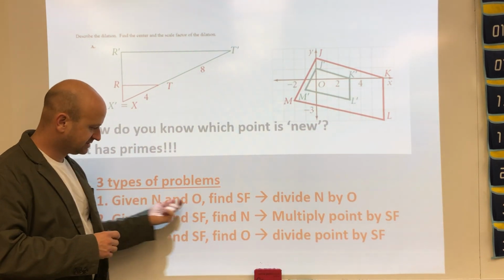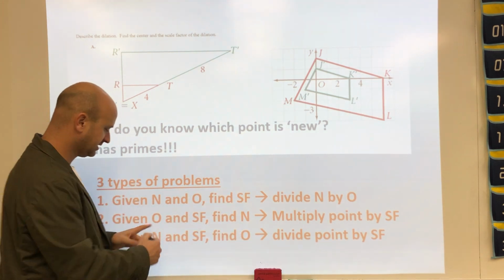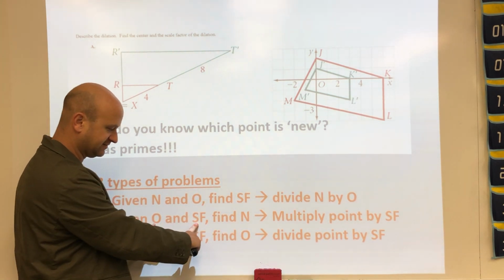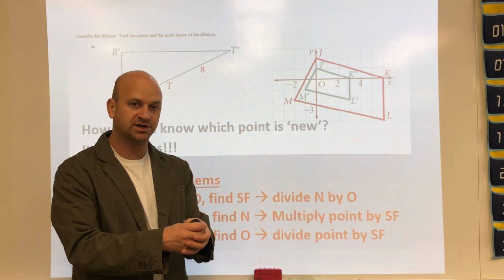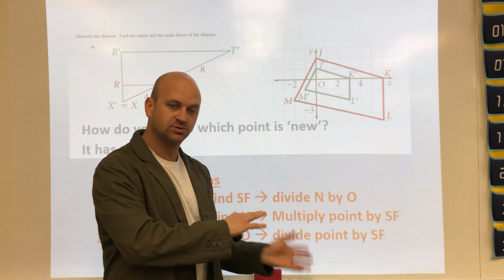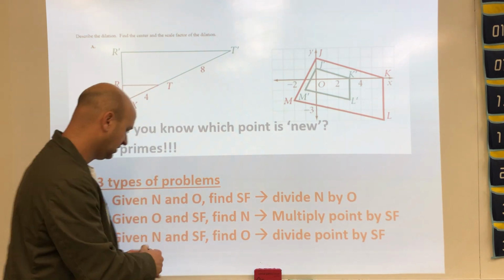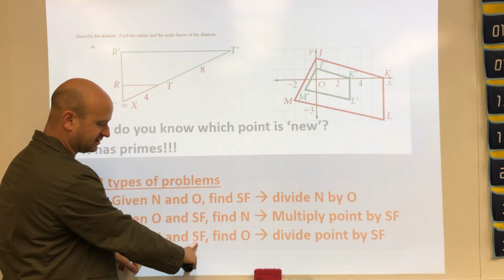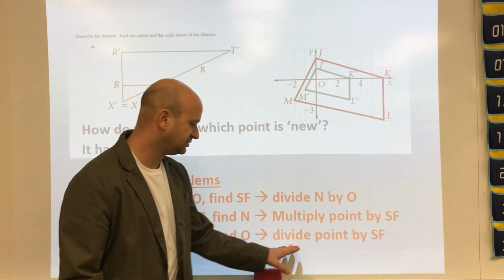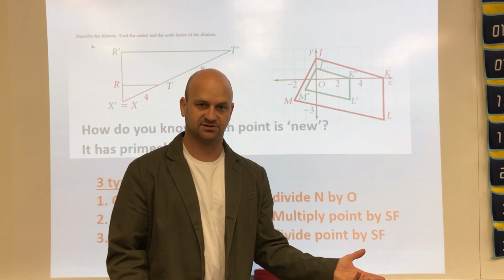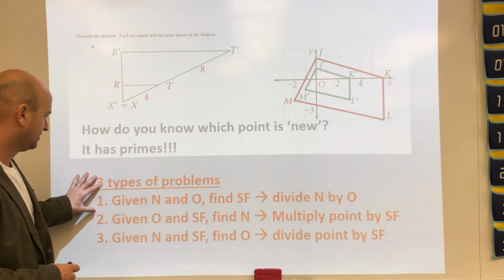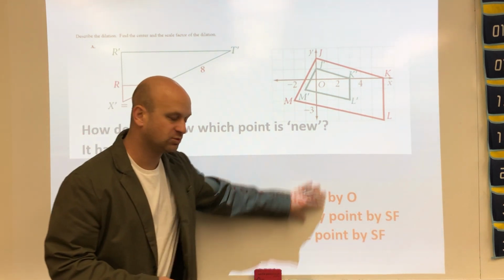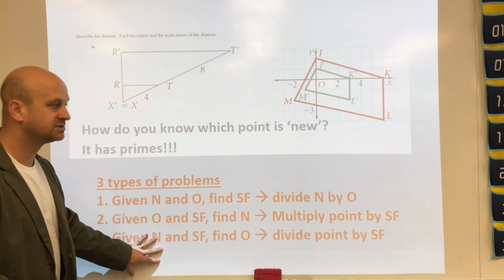But now, because in this component there's 3 parts, we can also be given the original and the scale factor to find the new. And in this case, what we do is you take the coordinate and multiply it by the scale factor. We're going to show you an example of that in a second. Over here, if you're given the new and the scale factor, and you want to find the original, you divide the point by the scale factor. Okay, so make sure you have this written down in your notes so that you're aware of this is what we do when we're given these situations.